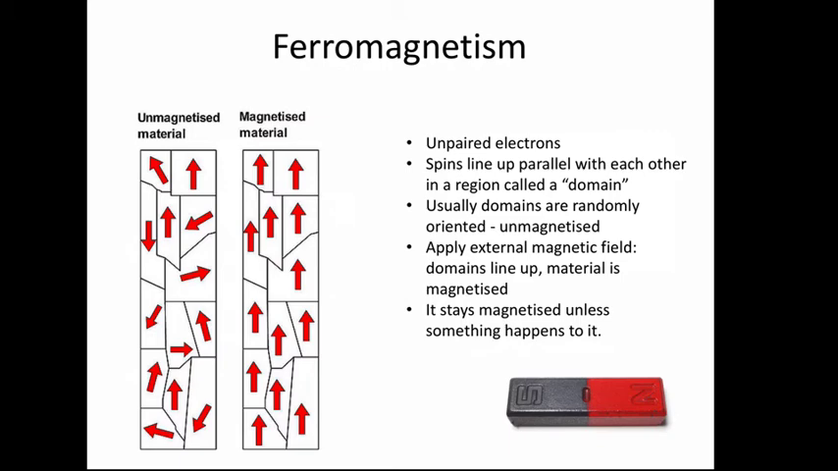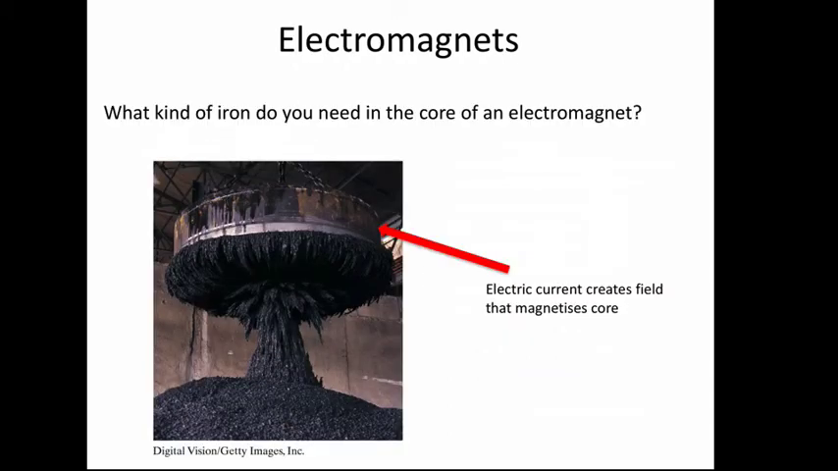In hard iron, the domains will not shift back to their starting points if the field is taken away. But in soft iron, which is not literally soft, just different magnetically, the domains return to being randomly aligned when the field is removed. So you can think for yourself, what kind of iron would you then need in the core of an electromagnet?